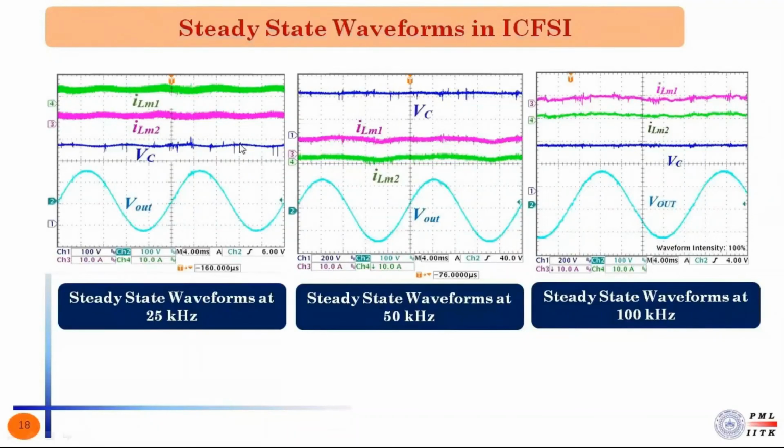Now, why is this low frequency ripple there? Actually, this ripple is at twice the frequency of the AC output voltage. This is known as second harmonic ripple. Now, in case of converters like interleaved CFSI, there is a mismatch between the input DC power and the instantaneous AC output power. Now, to cater to this mismatch between the input power and the output power, the passive elements in the converter, that is the inductors LM1 and LM2 and the capacitor C, act as the low frequency energy storage element. So, this leads to this second harmonic ripple in the waveforms of the inductor currents and the capacitor voltage.